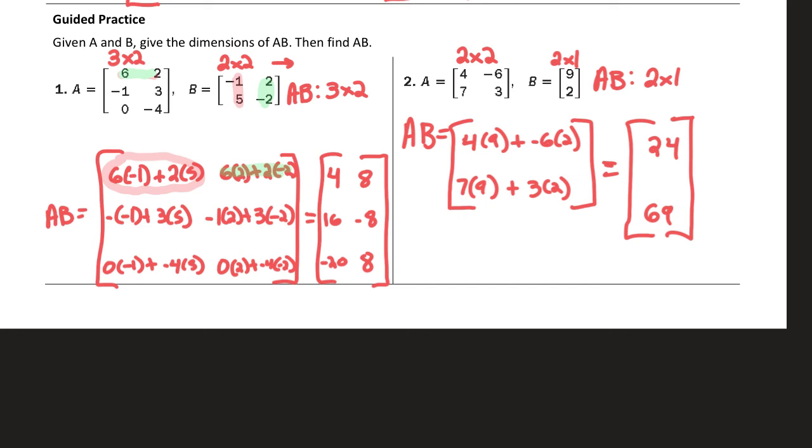So for the second matrix, I did the top row times the only column to get 4 times 9 plus negative 6 times 2. I got 24 for my top element. For the bottom element, I took the bottom row times that only column. So 7 times 9 plus 3 times 2 was 69.